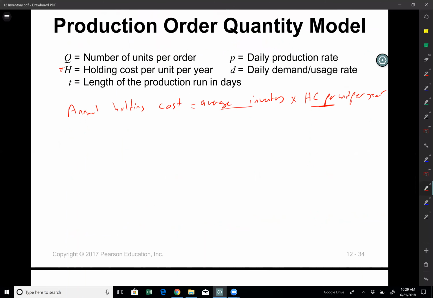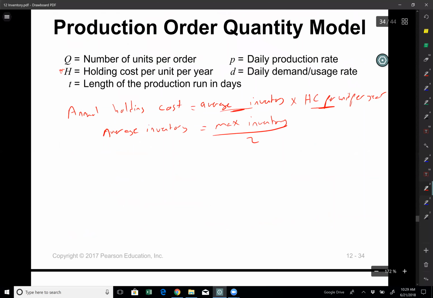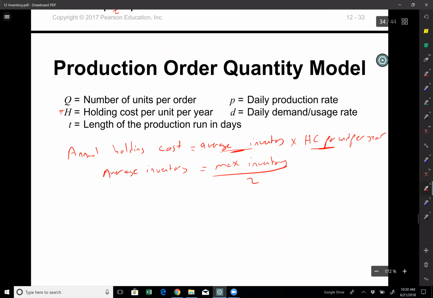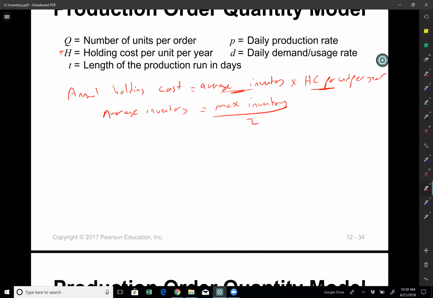Basically, I can find that average inventory by this one right here. So average inventory is nothing more than maximum inventory divided by 2. The reason is that, again, this is a linear line right here. This is a linear line too. So this average point is, this is 0. This is something less than Q. The average is between the peak point and 0, right? So right in the middle. So now I need to figure out the maximum inventory that I can reach.